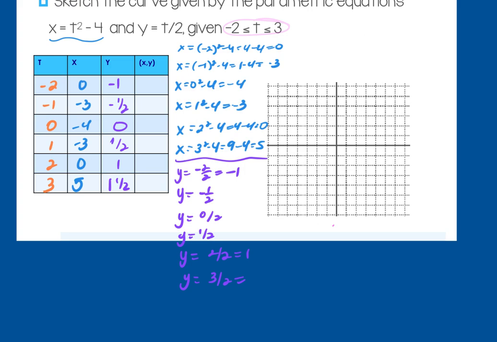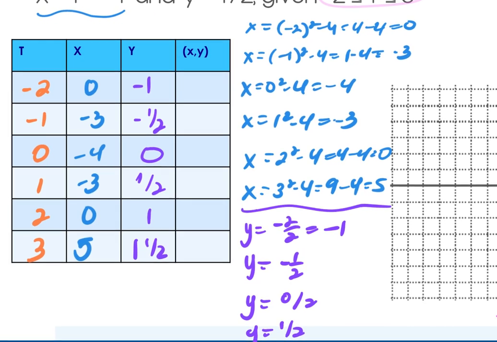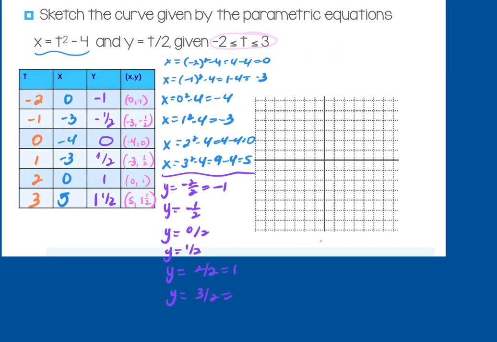There's not a lot of these. Okay, so then I'm going to make my x, y coordinates based on the x, y I just found. So 0, negative 1; negative 3, negative 1/2; negative 4, 0; negative 3, 1/2; 0, 1; and 5, 1 and 1/2. And those are the coordinate points you're going to plot.